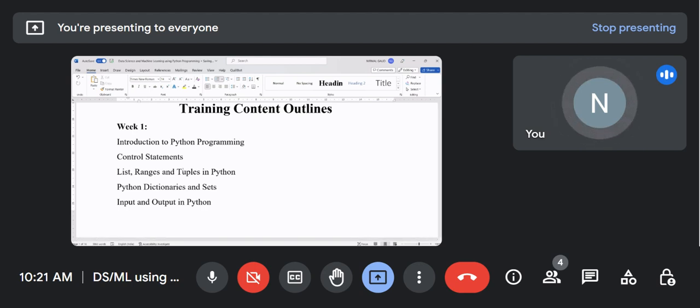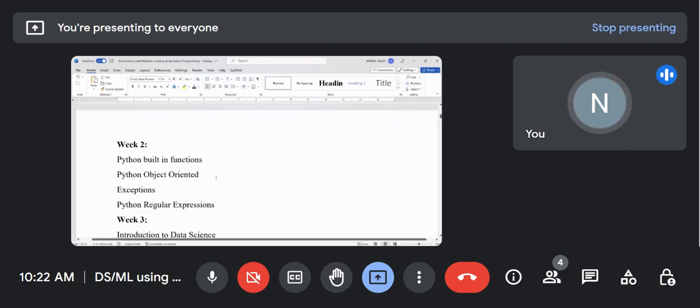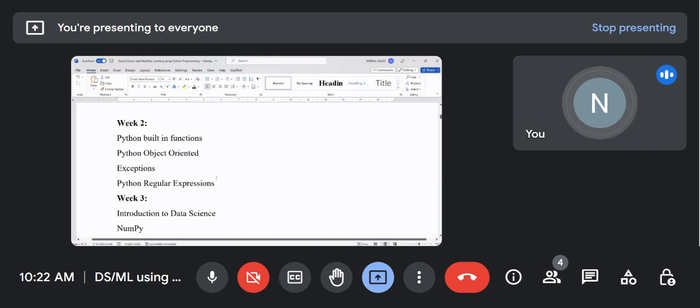Okay, in week number one, I'm going to cover the basic introduction of Python, control statements. I'm going to cover the list, range, tuples, dictionaries, and how to take input and output in Python. This is what we are going to cover in week number one. Okay, in week number two, we are going to learn what functions are, what the built-in functions in Python are, what object-oriented programming is, and what exceptions and regular expressions are in Python. This is what we are going to do in week number two.